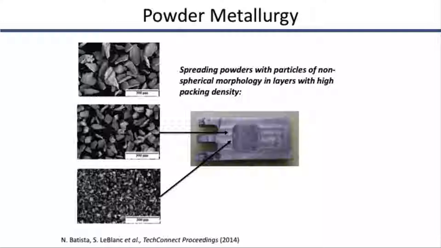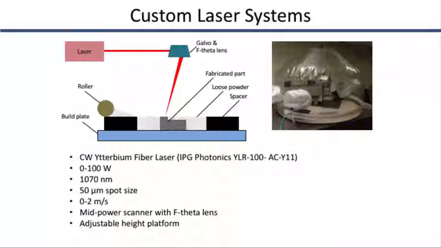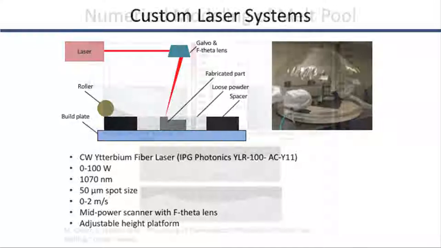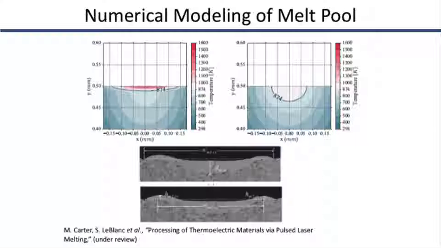Because no commercial system is available to process semiconductor materials in this way, I've had to build my own laser system, which took me a while to figure out how to do, but I've done it. So I have a custom system that operates just like the commercial systems, but I can put whatever material I want in it. And I've done a fair amount of modeling to understand how this process would translate to our materials.